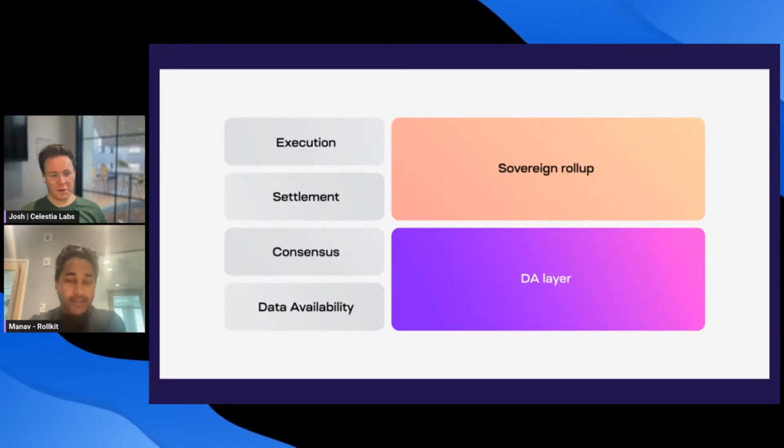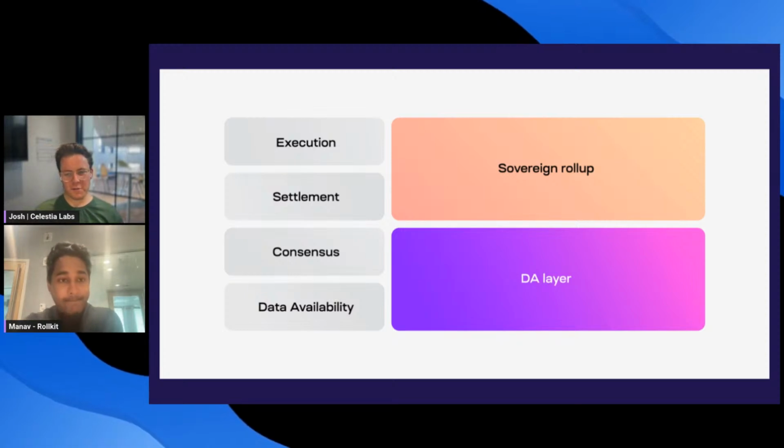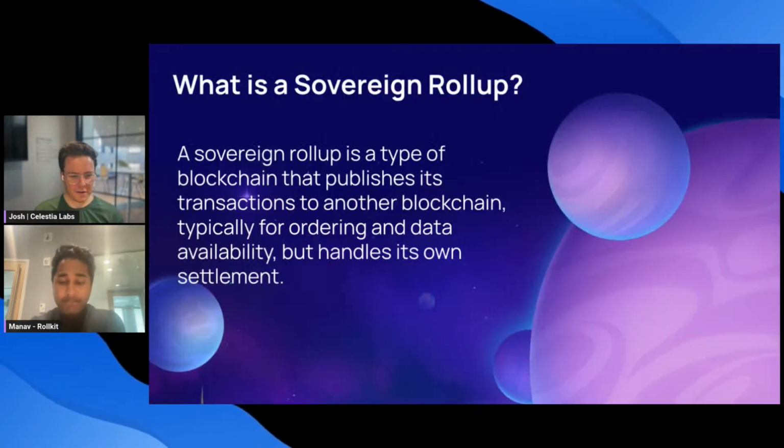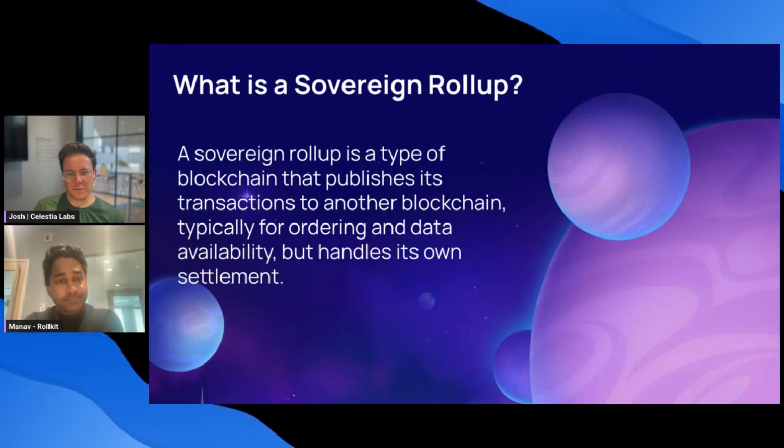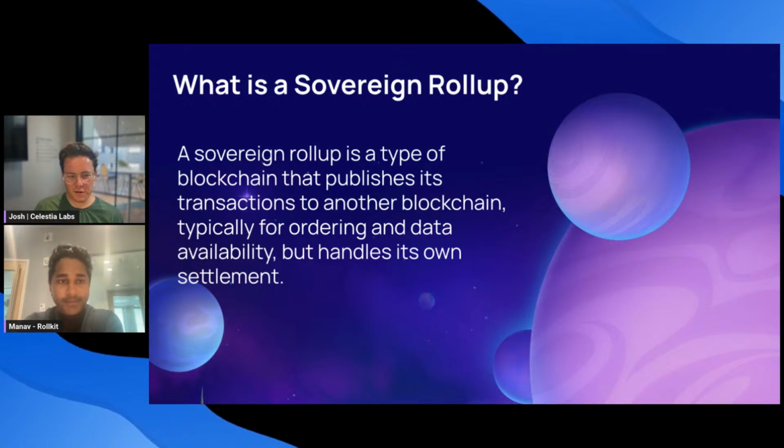So this is a quick question about settlement. Going back, can you help me understand the difference between a sovereign rollup and something like Optimism or Arbitrum? Are those settling to Ethereum?